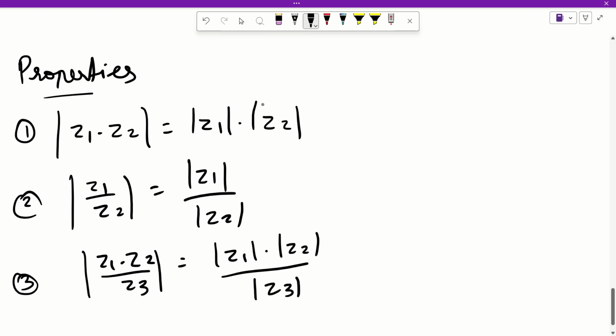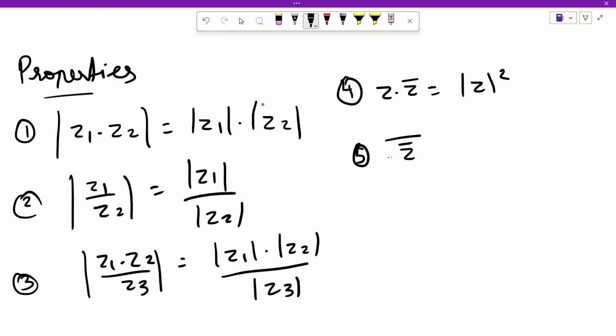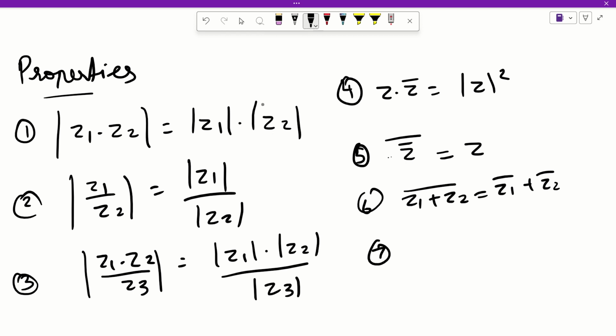Next one is z into z bar, which is equal to mod z square. Next one is z bar, the whole bar, is equal to z. Next one is z1 plus z2, the whole bar, equal to z1 bar plus z2 bar. The last one is modulus of z raised to n is the same as modulus of z, the whole raised to n. We need to know these properties in order to solve the problems.